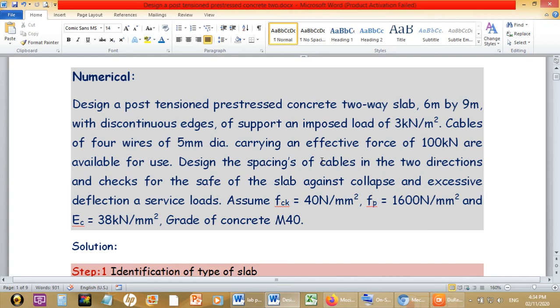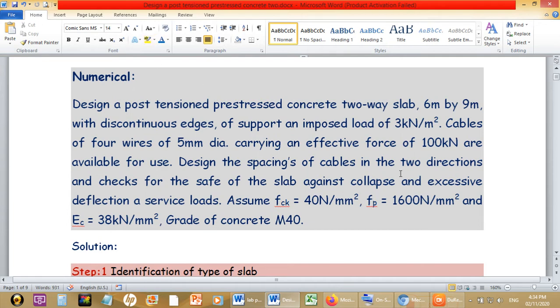Hello students, in the last lecture we discussed the design steps of a post-tensioned two-way pre-stressed concrete slab, and in today's lecture we are going to solve a numerical on the design of a pre-stressed concrete two-way slab.